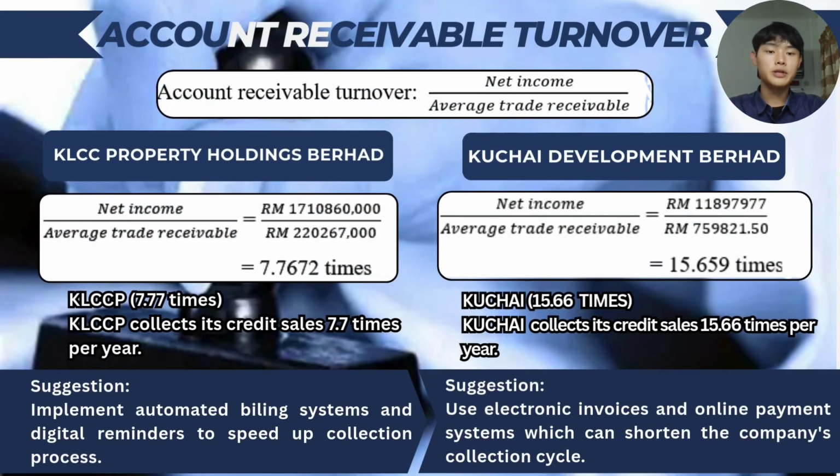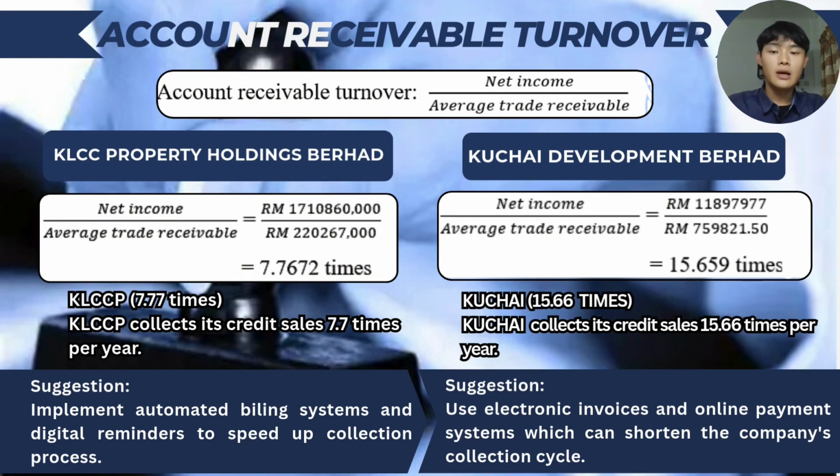Next, we talk about account receivable turnover. The account receivable turnover ratio is an asset efficiency measure that shows how effectively a company collects its credit sales. For KLCCP, its ratio is 7.77 times. This means KLCCP collects its credit sales 7.7 times per year. This ratio is a bit low, but it means KLCCP has low risk of bad debt and cash flow problems. To improve the account receivable turnover, KLCCP can implement an automated billing system and digital reminders to speed up the collection process.